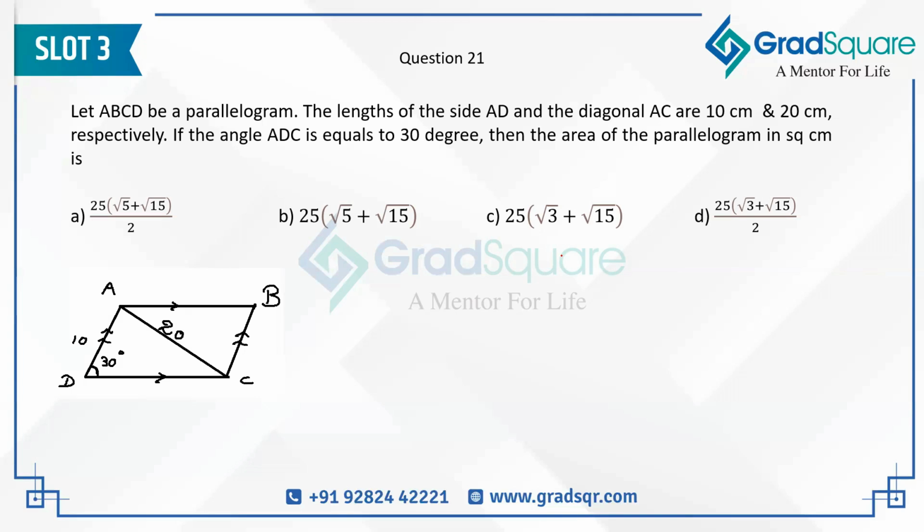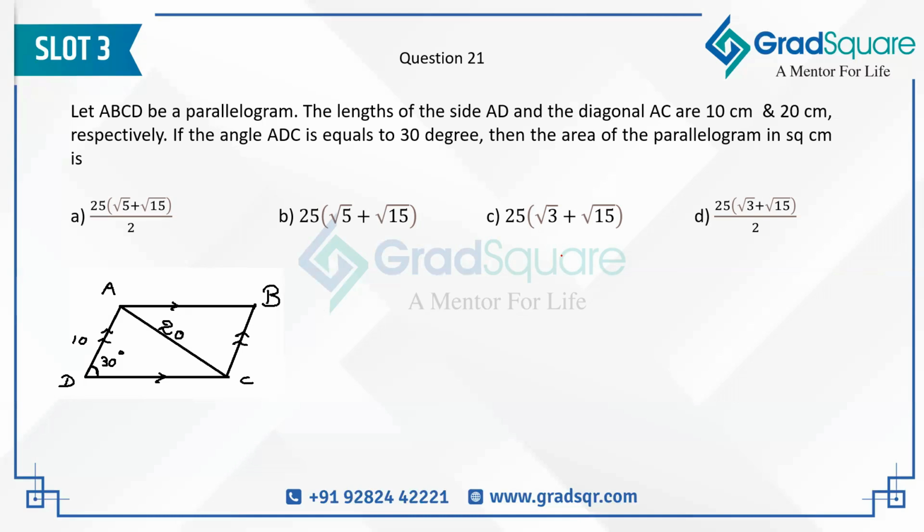So let me construct the parallelogram ABCD. And in this, the lengths of AD and AC have been given as 10 and 20, and the value of angle ADC has been given to us as 30. Now we are trying to find out the area of the parallelogram ABCD. So first thing that we should try to do is somehow find the length of the other side of the parallelogram.